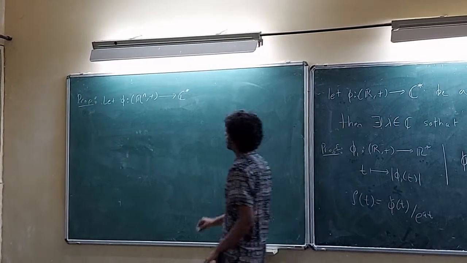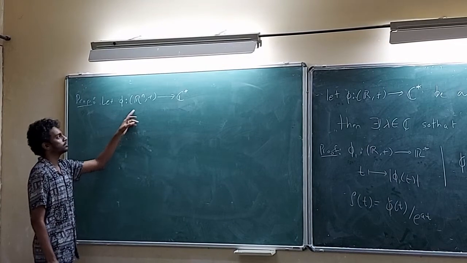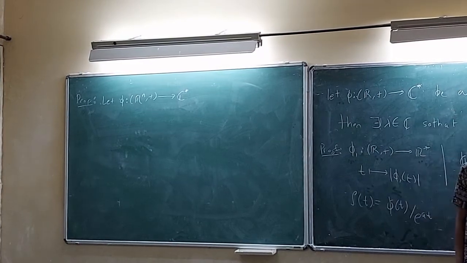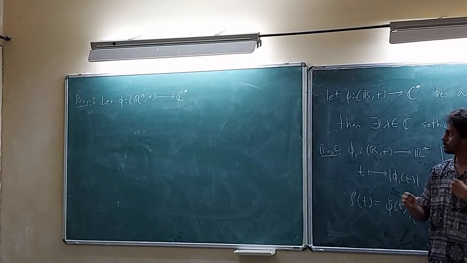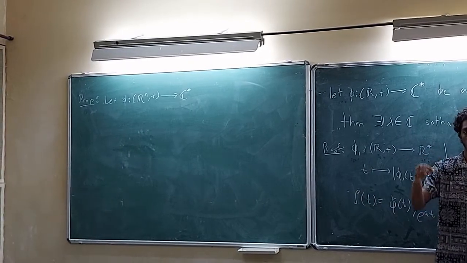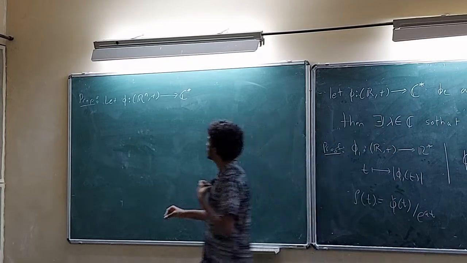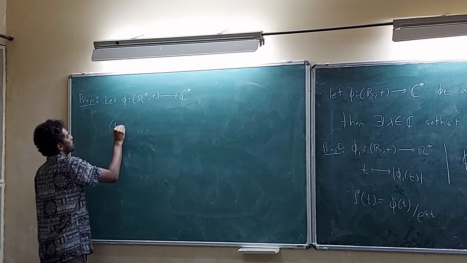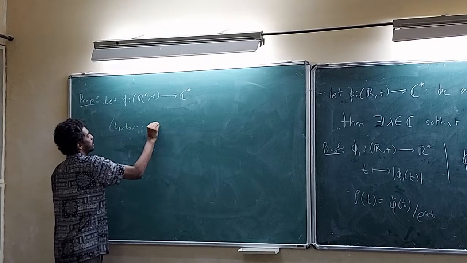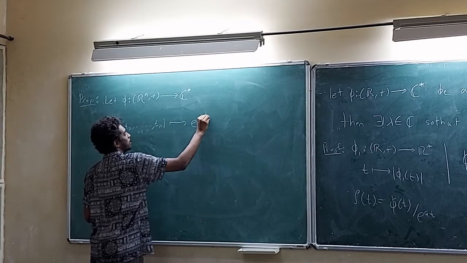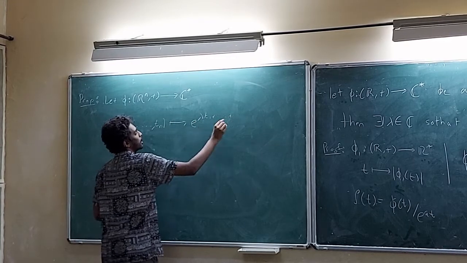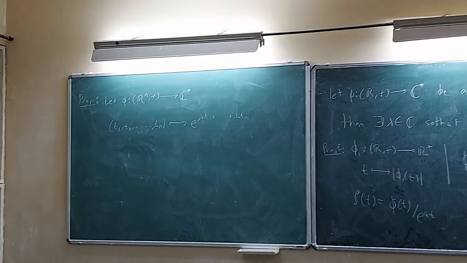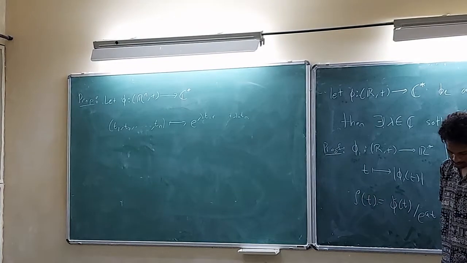So a natural extension of this would be to consider homomorphisms from this additive group Rn plus to C star. And what would they look like? Each component function is going to be an exponential. So to each component function there will be a lambda 1, lambda 2, lambda 3, and so forth up to lambda n. So if we had t1, t2, up to tn, that will go to e power lambda 1 t1 plus and so on. And that is a trivial extension because each component function can be treated as an individual representation.